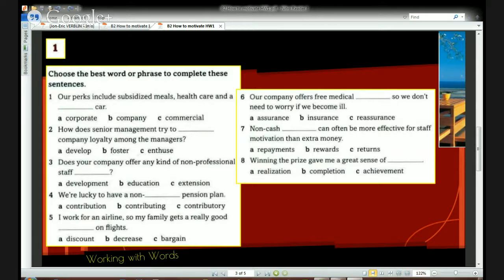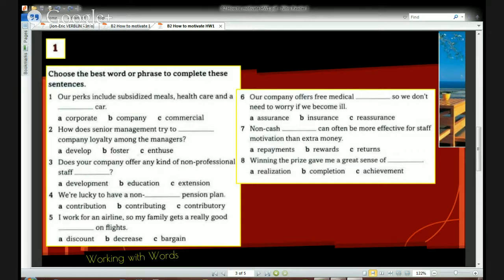Winning the prize gave me a great sense of realization. Realization would be to have a new idea, a sudden new idea. So does that fit here? No. Like, I realized I knew more than everyone else. I was so happy. I realized the answer to the theory of relativity. It's like coming up with a new idea, something like that. So it doesn't fit. So try again.